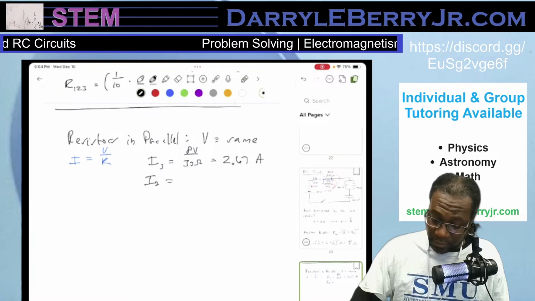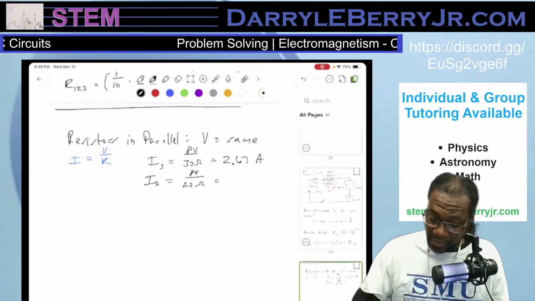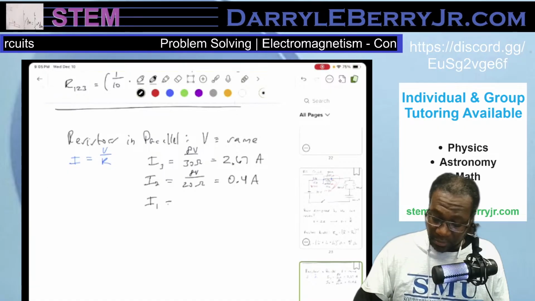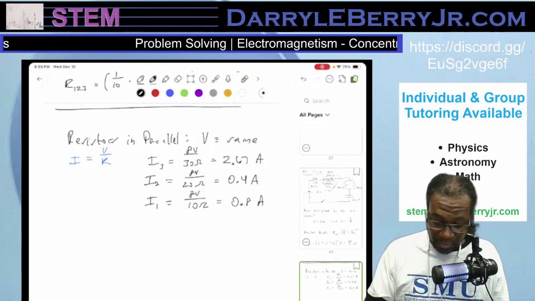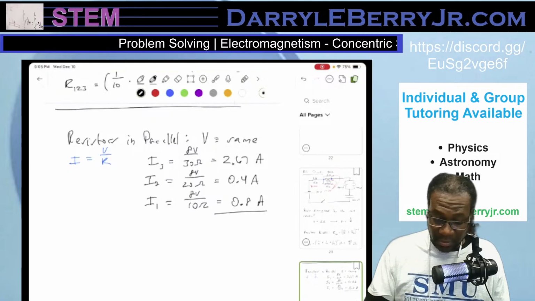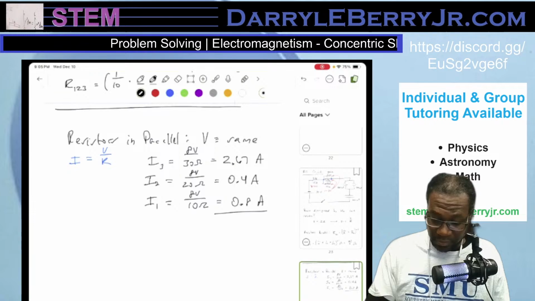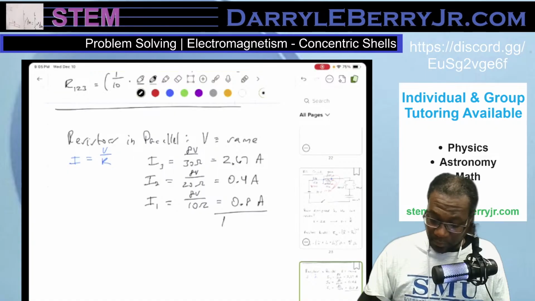I2 equals 8 volts divided by 20 ohms. So 8 divided by 20 is 0.4 amps. And I1 equals 8 volts divided by 10 ohms. So that's 0.8 amps. So if I add these up, and I'll use the actual numbers in the calculator to add them, that's 1.47.